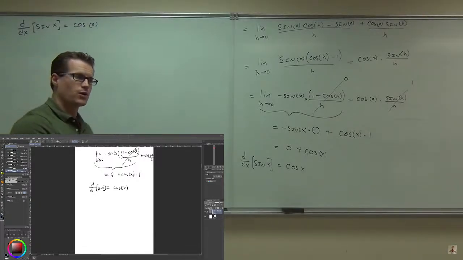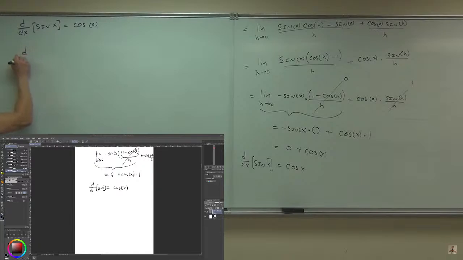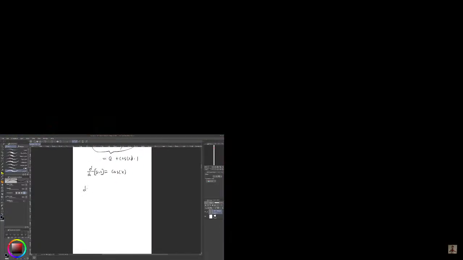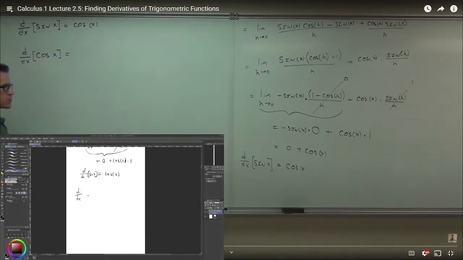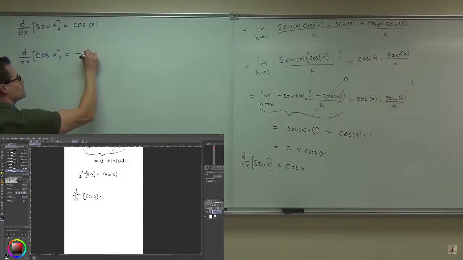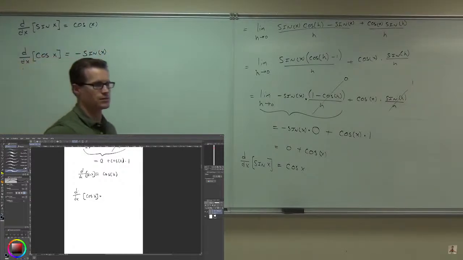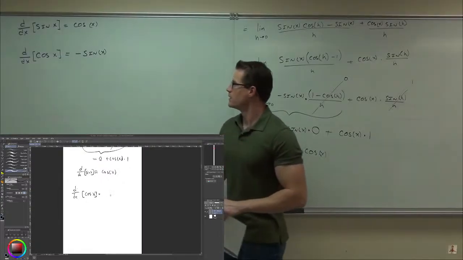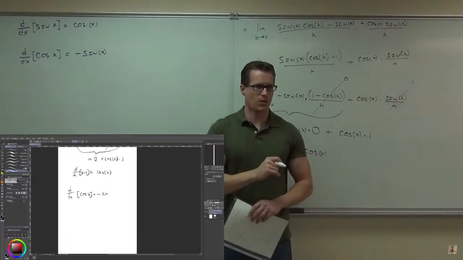Now, the derivative of cosine, again, you can find it doing the same thing that we did. Turns out that it's not exactly sine, it's negative sine. Negative sine. If you want to see that, come and see me, I can prove that to you. But once you have those ones, check out what happens.